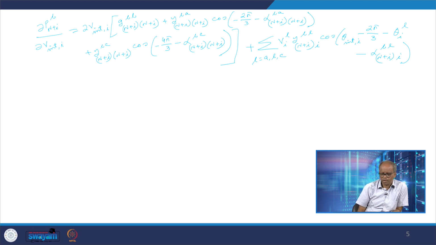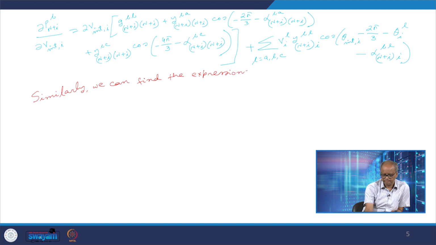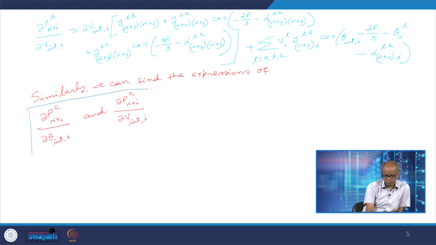Correct. So similarly, we can write down the expressions of del P n plus I C by del theta internal I and del P n plus I C by del V internal I. But again, as before, I am keeping them as homework.